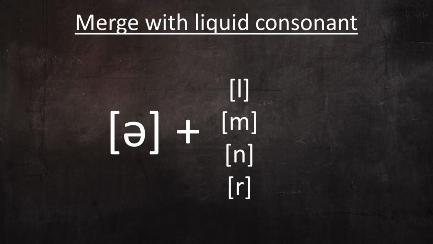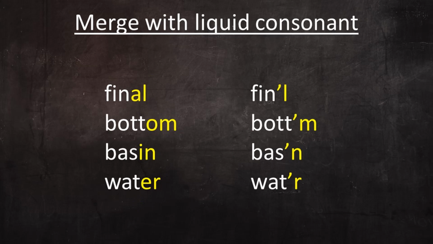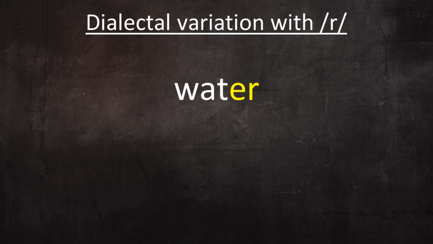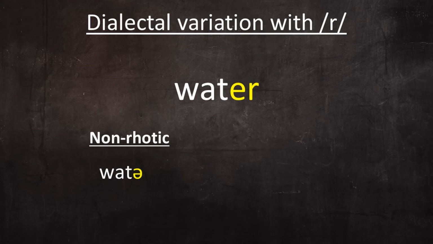Now, in addition to becoming a schwa, unstressed vowels may also merge with a liquid consonant, making the consonant the nucleus of the syllable. Listen to these examples. Final, bottom, basin, water. Of course, the letter R is treated differently in different English dialects. In non-rhotic dialects, the R in this position is elided, and the vowel is pronounced as a schwa, something like wada, water, or water. In rhotic dialects, such as my native dialect, R becomes the nucleus of the syllable, water.